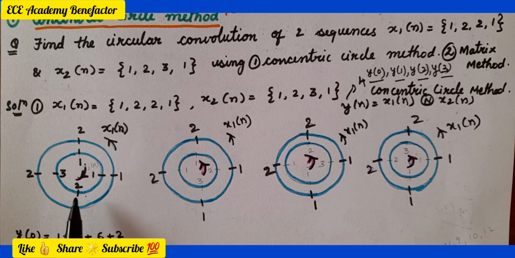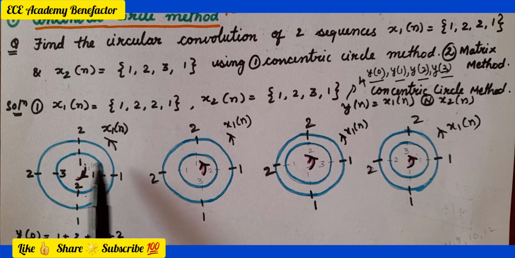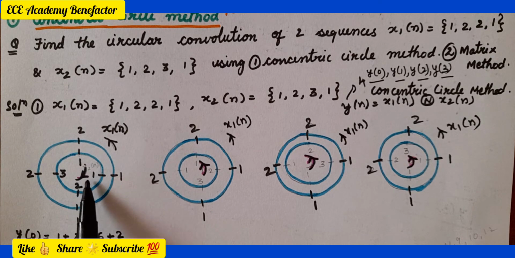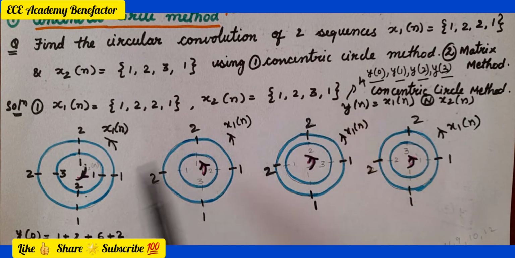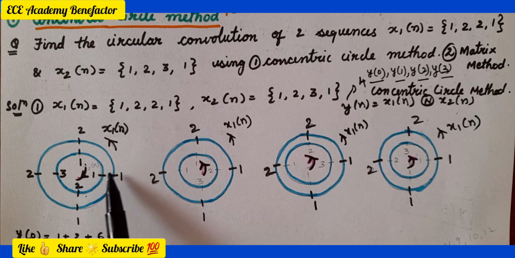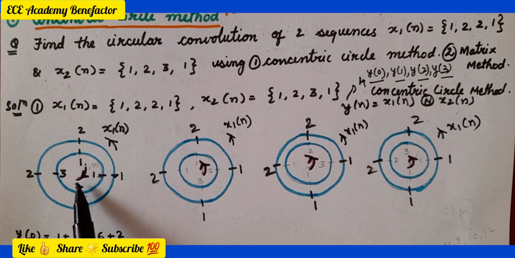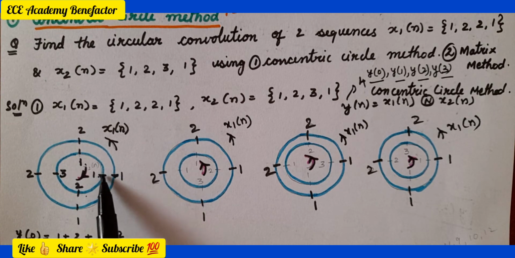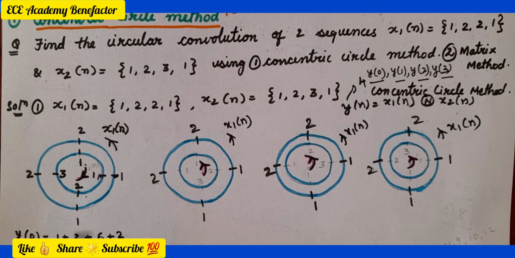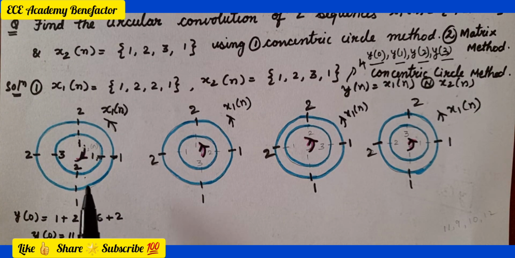Now coming to the first step, x1 of n is plotted on the outer circle, and x2 of n is plotted on the inner circle in the clockwise direction, and x2 of n is 1, 2, 3, 1. Both x1 of n and x2 of n should start at the same point. So I have plotted x2 of n in the clockwise direction at the same starting point as x1 of n, and then multiply each sample.